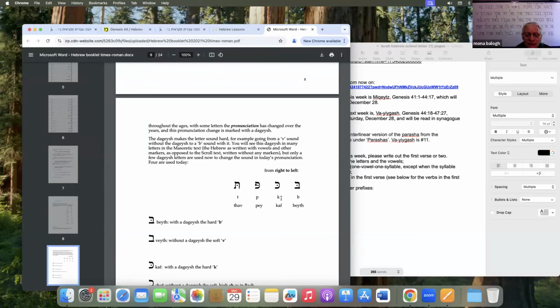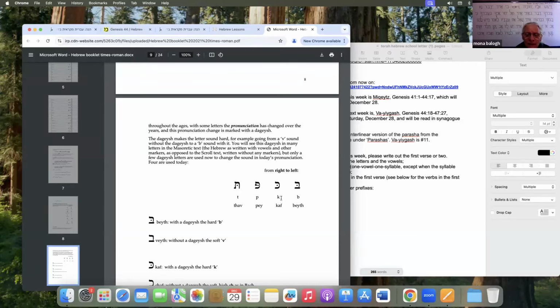And listen to the difference between the hard dagesh version and the soft non-dagesh version. Beit, b, veit, v, kaf, k, chaf, ch, pe, p, fe, f, tav, t, sav, s. All right.